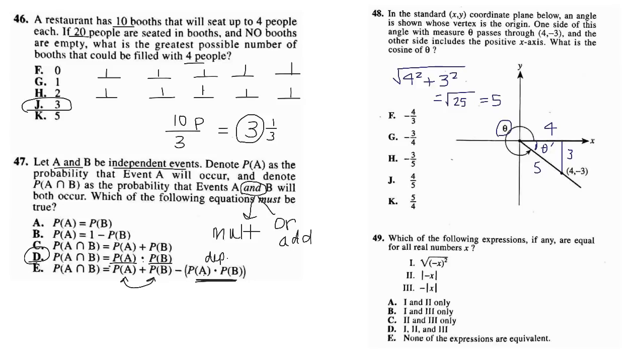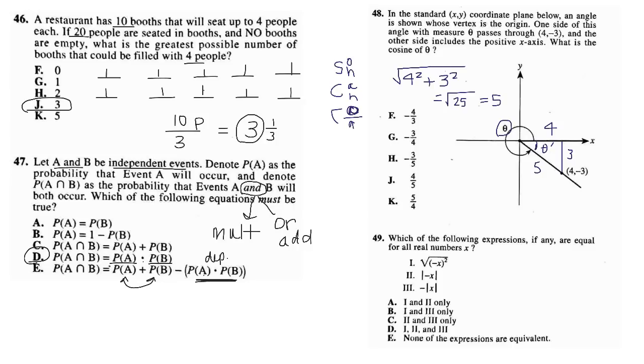Now, if we do cosine, we are going to have to remember SOHCAHTOA. So sine is going to be your opposite side over hypotenuse. Cosine is going to be your adjacent side over hypotenuse. And tangent is going to be your opposite over adjacent.